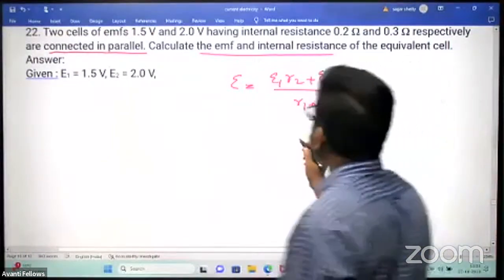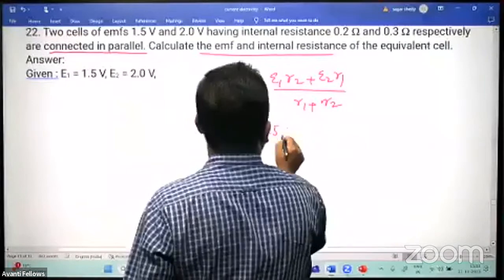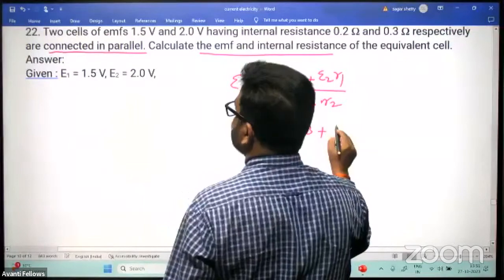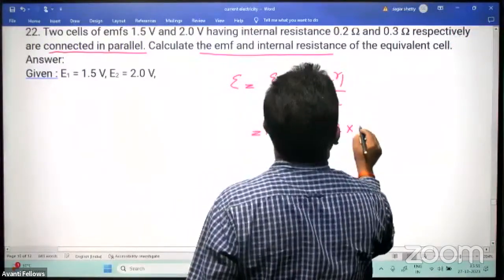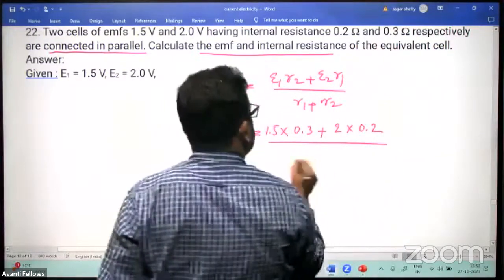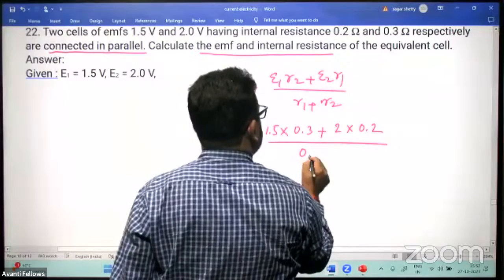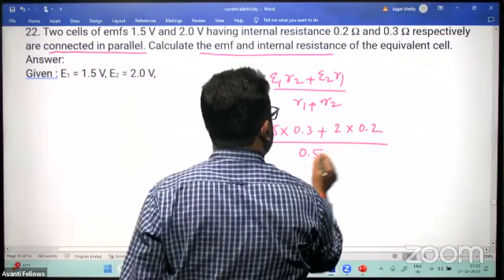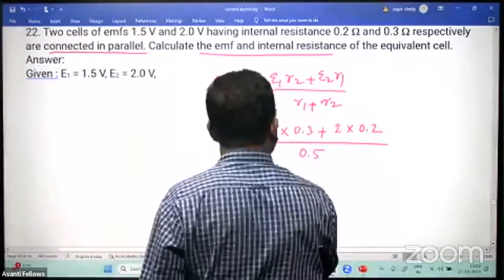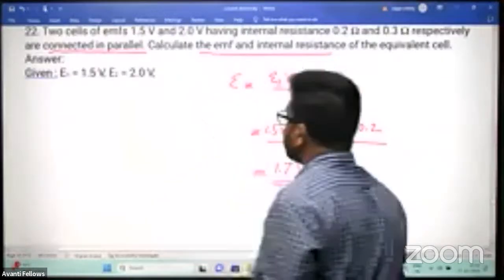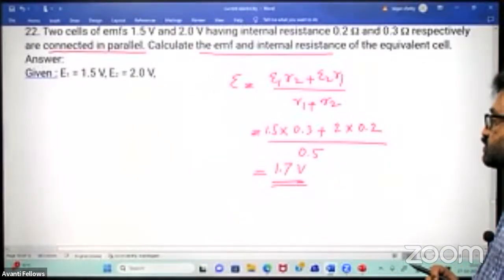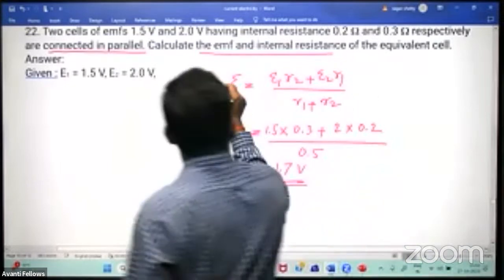You can solve this. E1 is 1.5 volt, R2 is 0.3, plus E2, 2 volt, multiplied by 0.2, divided by 0.2 plus 0.3, which is 0.5. When you solve it, you'll get a value of 1.7. This is the equivalent EMF. So the first one is the equivalent EMF.